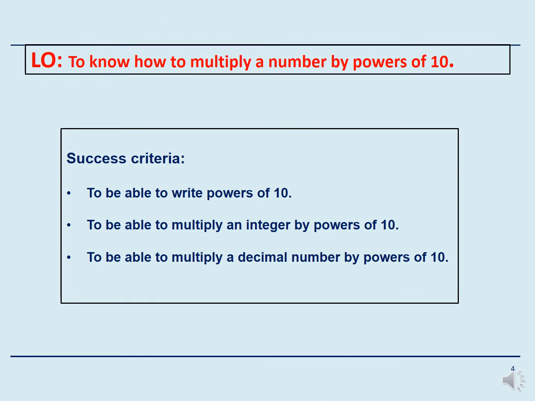In today's lesson, we'll learn how to multiply a number by power of 10. What we're going to do today, first of all, is to be able to write the powers of 10, then we are able to multiply an integer, a whole number, by power of 10. Then at the end, we would be able to multiply a decimal number by power of 10.